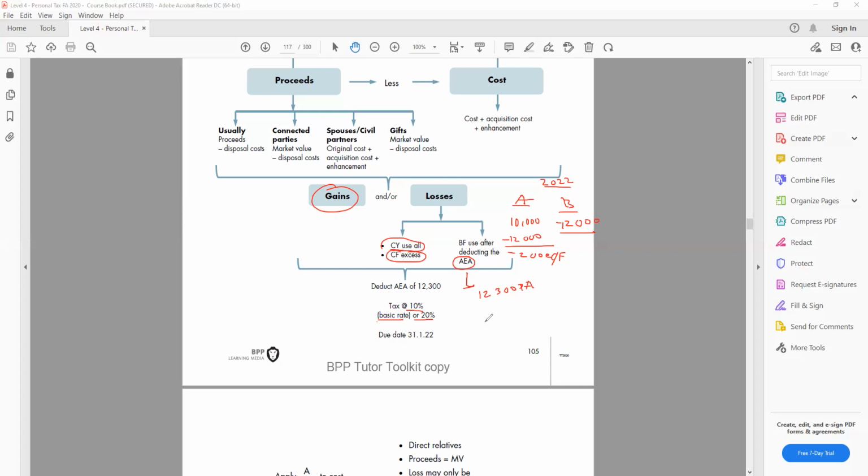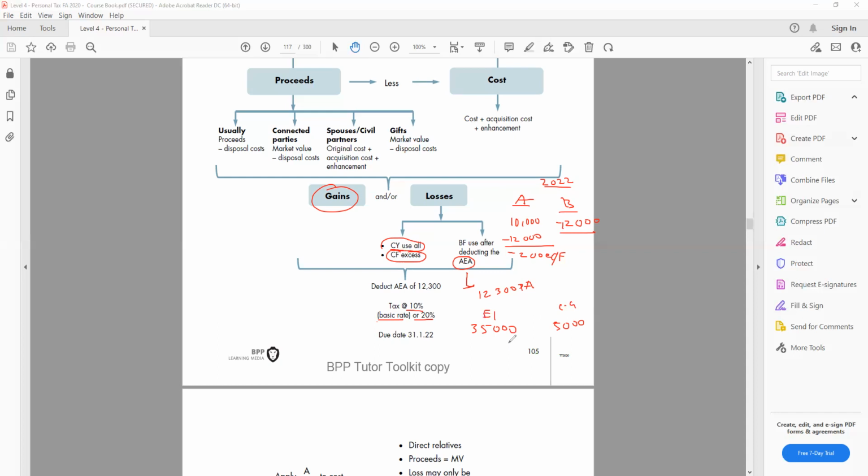For example, let's say someone's employment income is 35,000, and the capital gain is 5,000. So the chargeable gain, or capital gain, is 5,000, and employment income, let's say, 35,000.